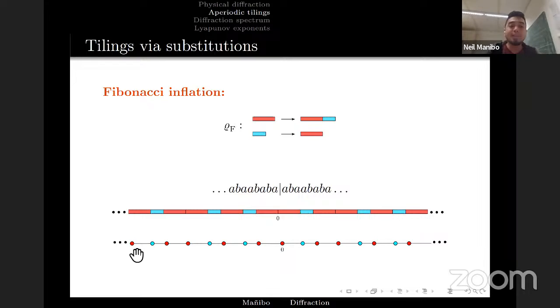So one can now view this third object as a one-dimensional mathematical model of a quasi-crystal, now composed of two different atoms. So you have a blue and a red atom, which might correspond to two different atom types. So that's normally how one gets from a substitution to a point set, which is now our model for the solid.